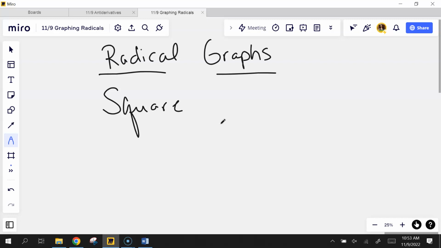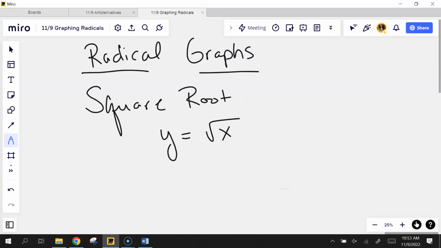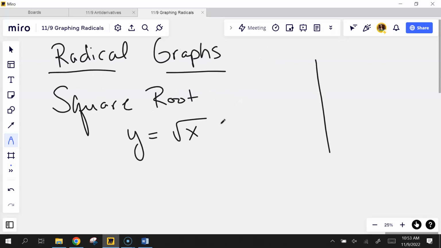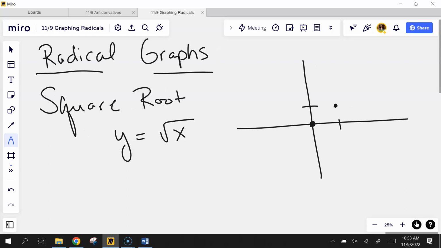All right, square root. The parent graph is just the square root of x. Let me show you what it looks like. So I start at 0, 0. This is my end point, or sometimes it's called a turning point if I'm in a cube root situation. But 0, 0. So see where it says end point there? That is 0, 0. And then what I do is I go up 1 and over 1 because the square root of 1 is 1.